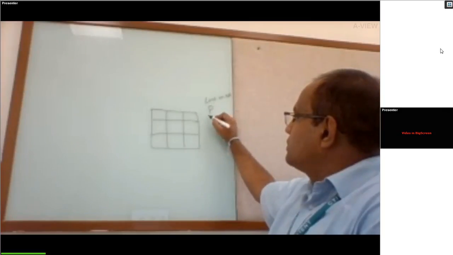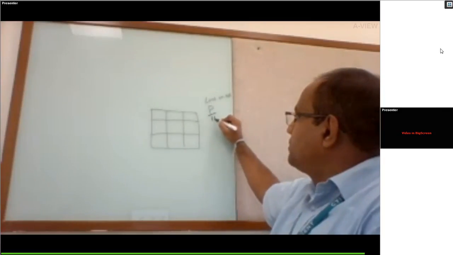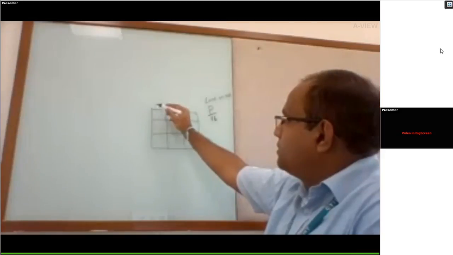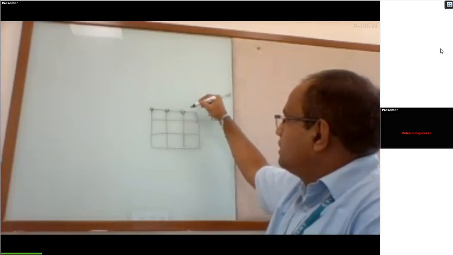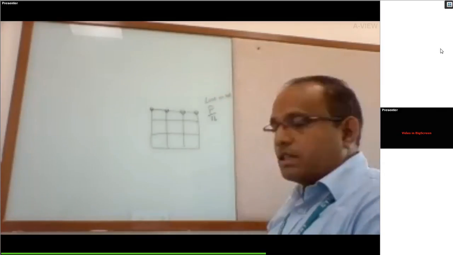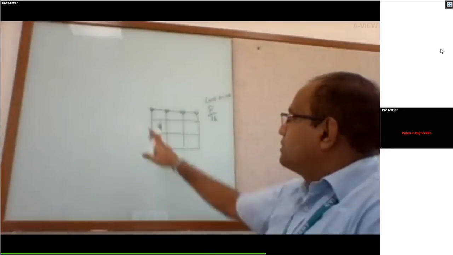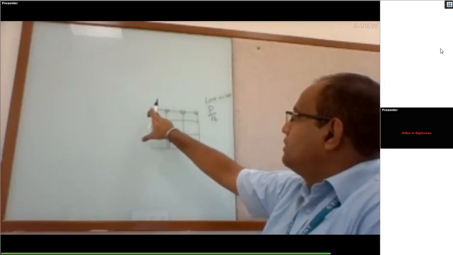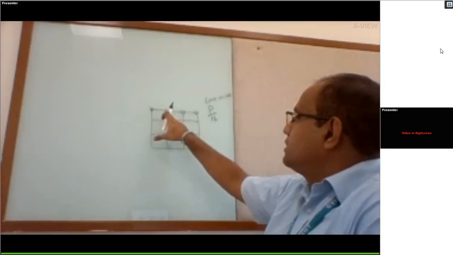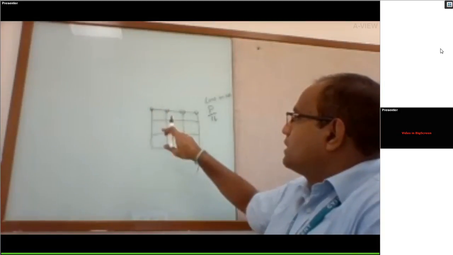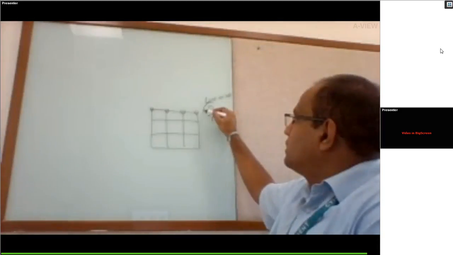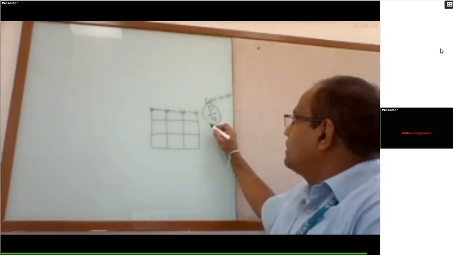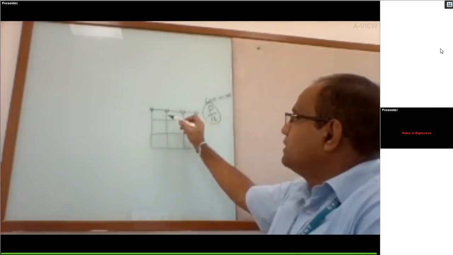So total 16. So load on each node will be P by 16. So we need to apply P by 16 on each node. But in general, this node is shared by only one element. This node is shared by two elements. So which is not correct. So what we need to do is, instead of load on node, we should divide load by number of elements.